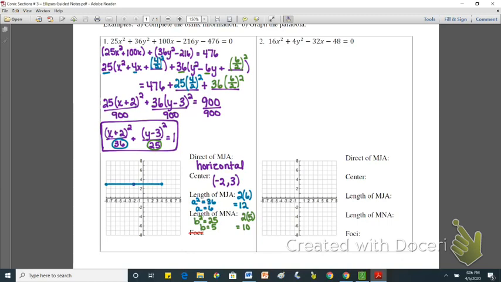So for my minor axis, I'm going to go the opposite way. So I'm going to go up and down. So b is 5, so I need to go 5 up. 1, 2, 3, 4, 5. And I need to go 5 down. 1, 2, 3, 4, 5. That gives me my points for my ellipse.